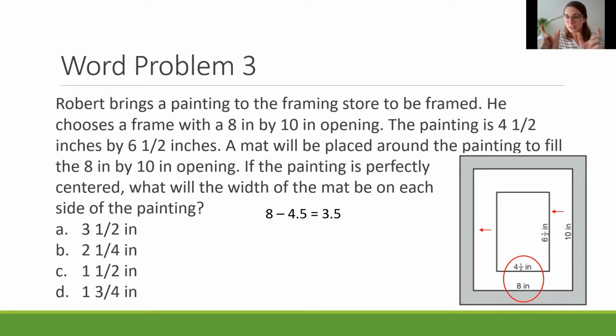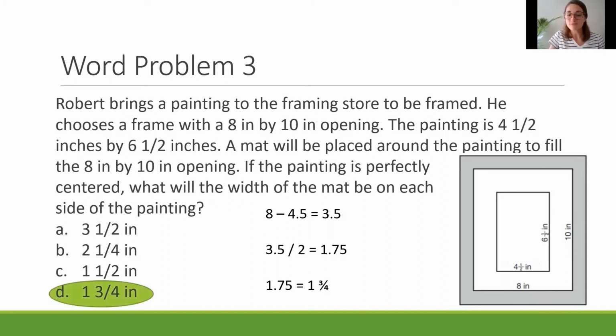Now we know both those sides are equal, but the final answer we're supposed to get isn't both of them put together. It's what the width will be on either side of the painting. So we need to check out how we would split that. And because there are two sides, we're going to split it in half. So 3.5 divided by 2 is 1.75. And another way to say 1.75 is 1 3/4. So the answer we get is 1 3/4 inches.